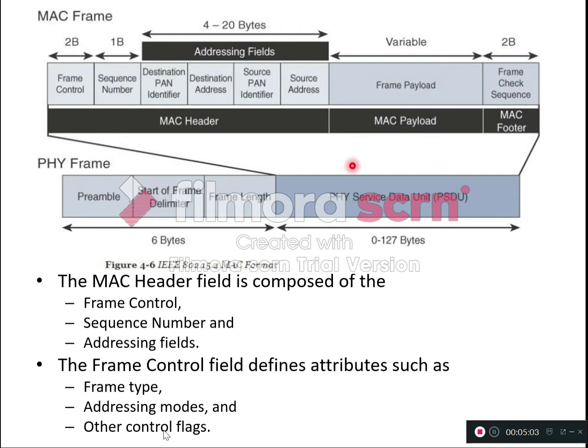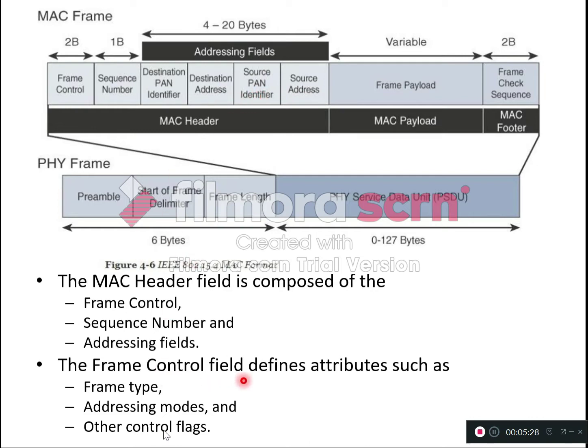What are they? So the MAC header field, this is the MAC header field. It is composed of the frame control, sequence number and the addressing fields. Addressing fields means destination PAN ID, destination address, source PAN ID, source address. PAN means the network, personal area network.